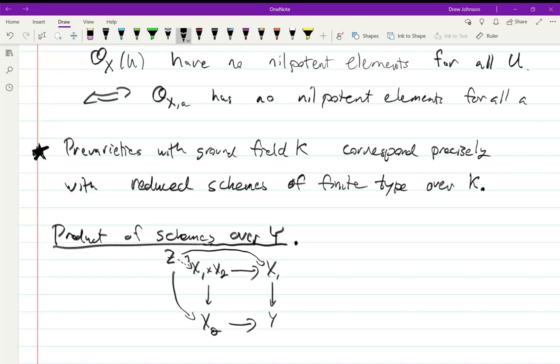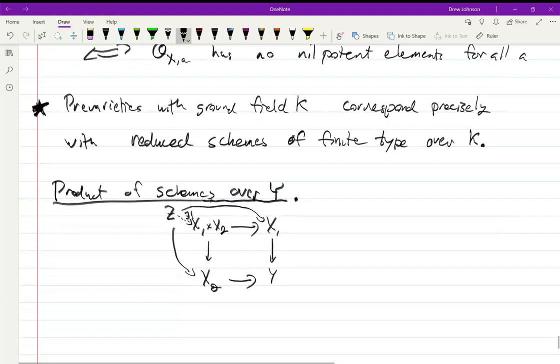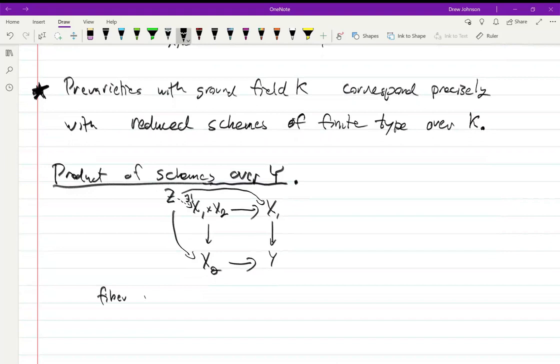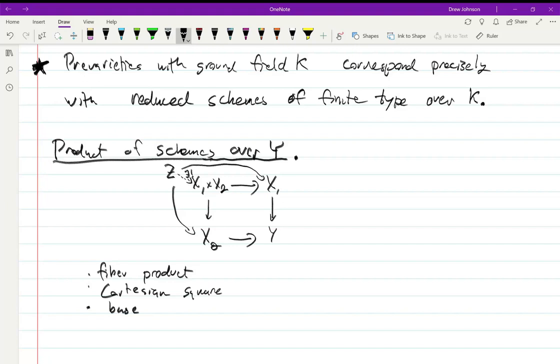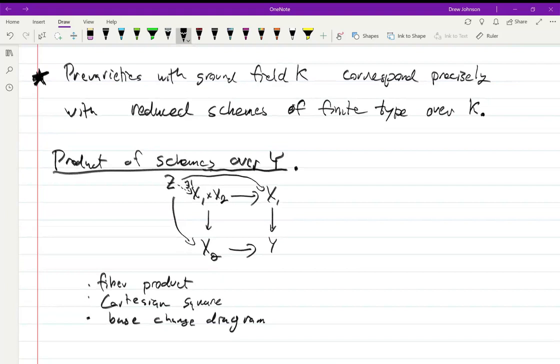I'm not going to write all that down in words, but here's the relevant picture. This is called a fiber product, or sometimes a Cartesian square, or sometimes a base change diagram. The reason it's called the fiber product is that if you think through the definition and look at the fibers over Y, if you take the inverse image of a point, then the fiber in X1 cross X2 should be isomorphic to the fiber over here. So that's why it's called a fiber product. And you could call it a base change diagram too.